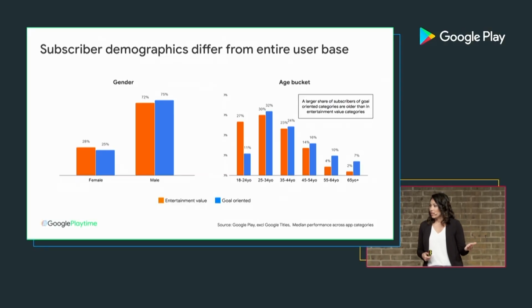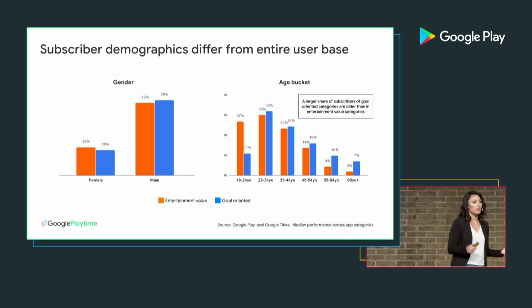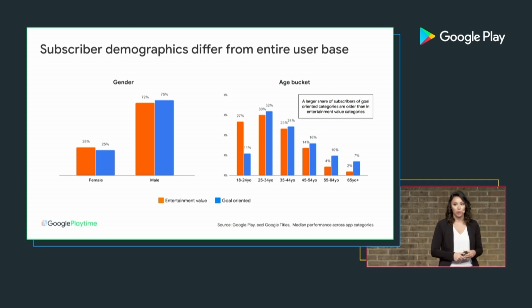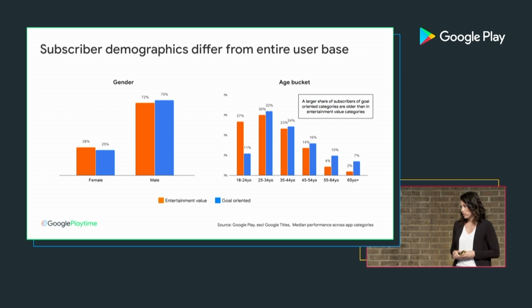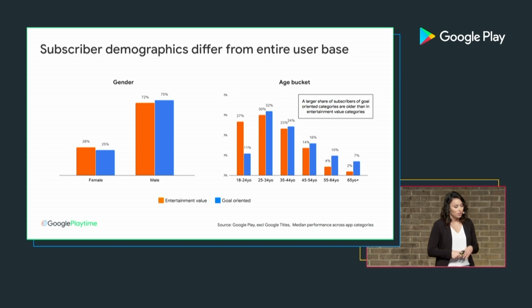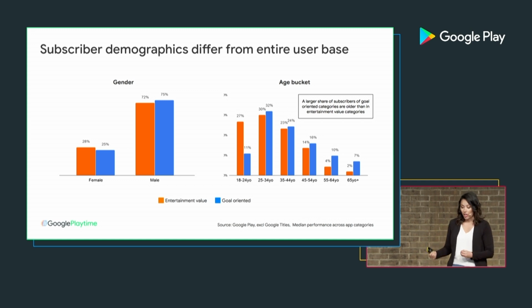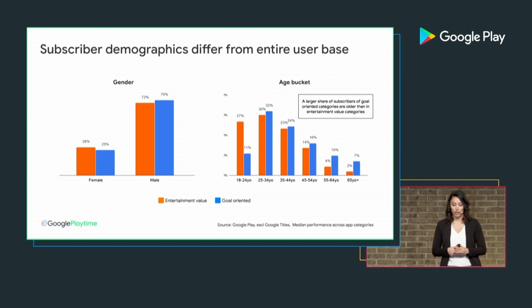So now we're looking at the median distribution of active subscribers across the categories in entertainment value and goal-oriented groupings. Again, the left is gender distribution, and the right is age bucket. And similar to what we saw earlier, you can see an even stronger skew to a slightly older population for the goal-oriented categories. And if we think back, goal-oriented categories had 25% of their users in the 18 to 24-year-old bucket, but they only see 11% of subscribers in this age group. So entertainment categories are seeing a much larger share of young subscribers relative to goal-oriented.